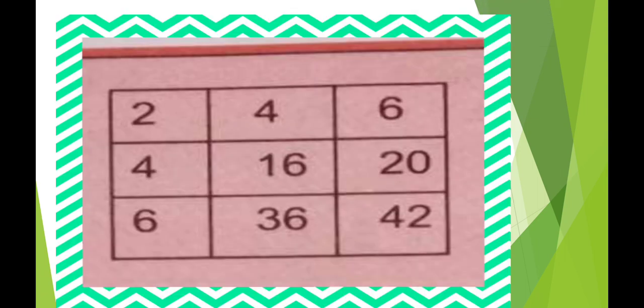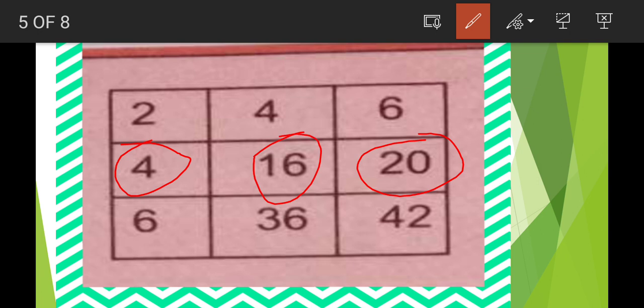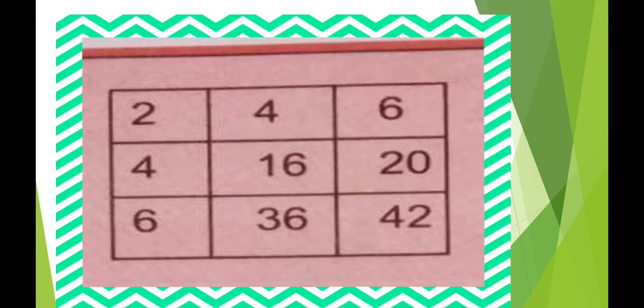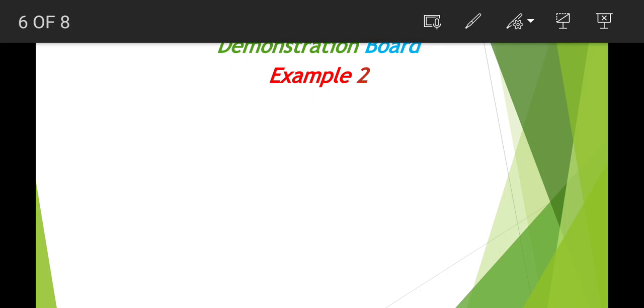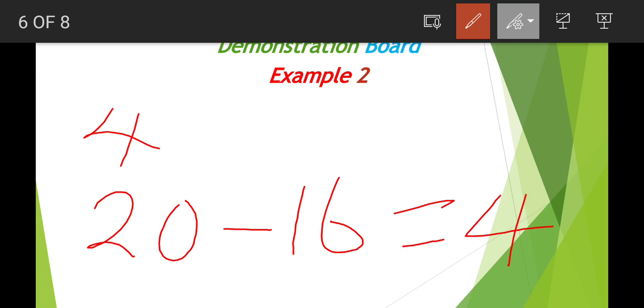And lastly, assuming 4 was not given to us, how do we get it? We simply say 20 minus 16, and 20 minus 16 is equal to 4. Let's proceed to our demonstration board. Assuming 4 was not given, what do we simply do? We simply say 20 minus 16. 20 minus 16 is equal to 4.